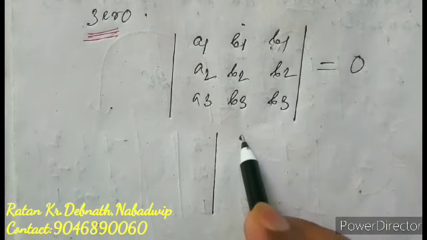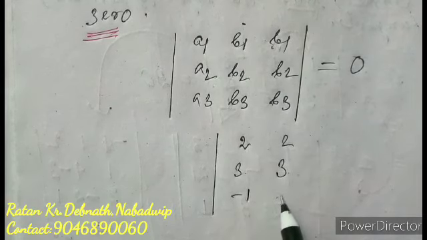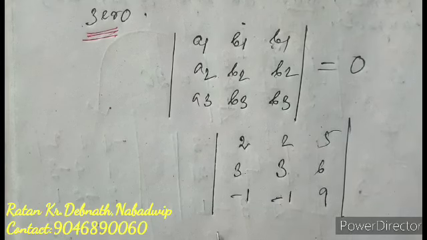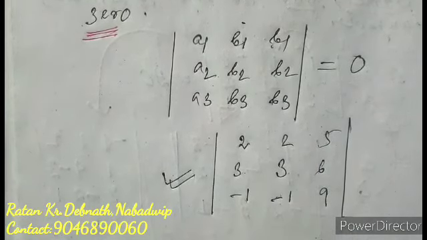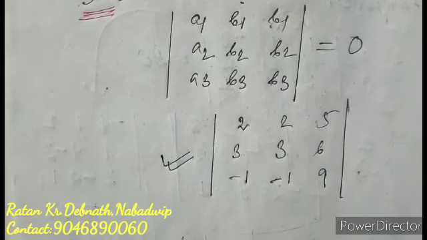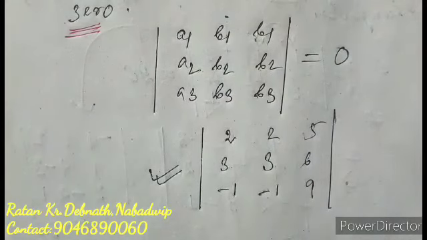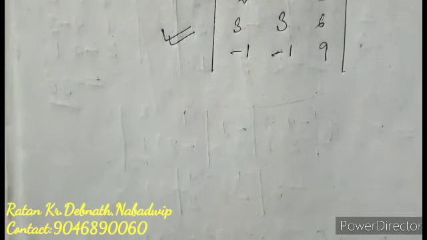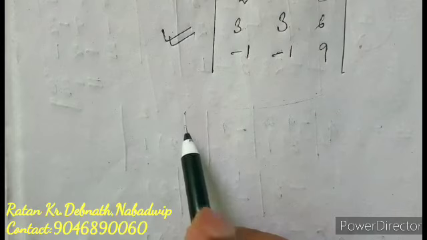Write a determinant, say 2, 3, minus 1, 2, 3, minus 1, 5, 6, 9, and expand it. What you will get? You will get 0. It is not only in case of the columns. If two rows of a determinant be identical, then also the value will be 0.